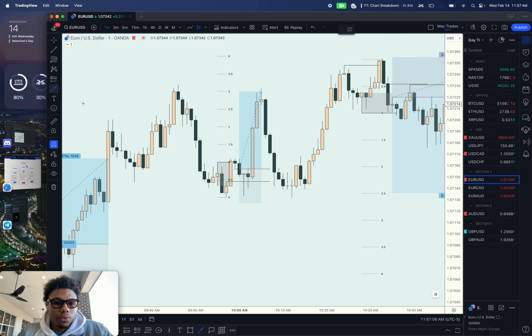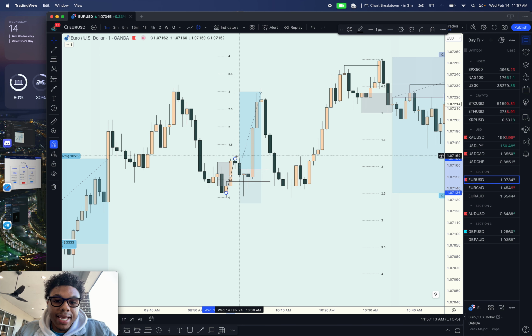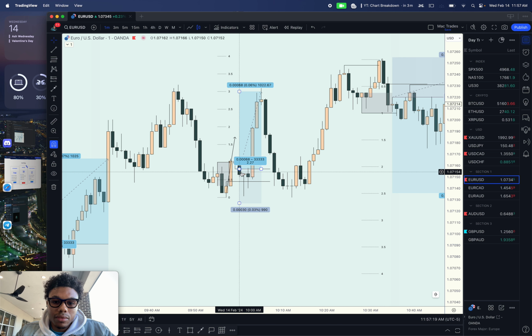So you guys see how once we swept liquidity here below the swing low, we have instant displacement, which changes the character of the market. That's what we like to see when we're trading this model, okay? So entry took place here. Price came back into our entry model. We risked around 3 pips, and our target was 7 pips on this trade.